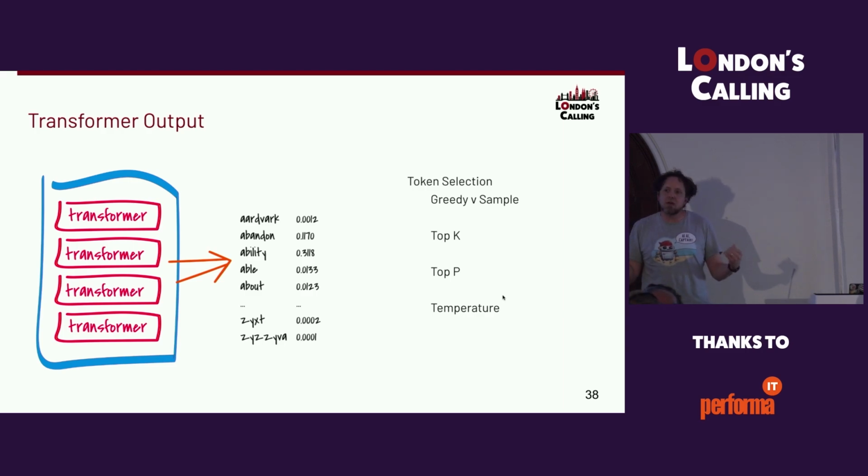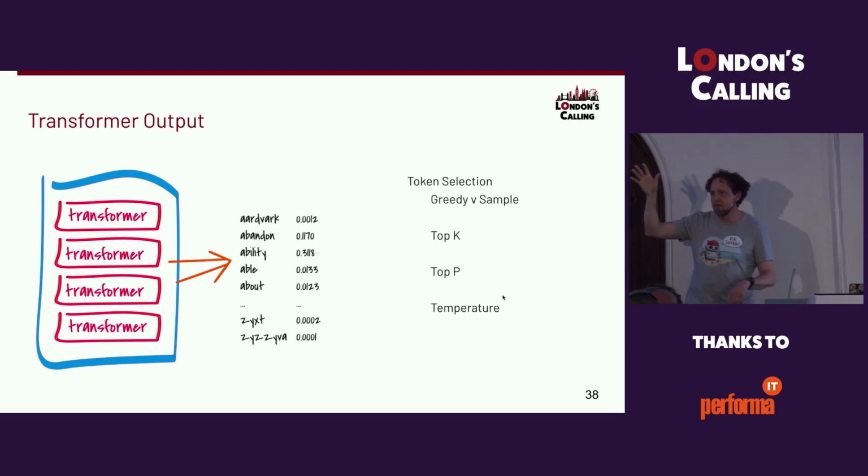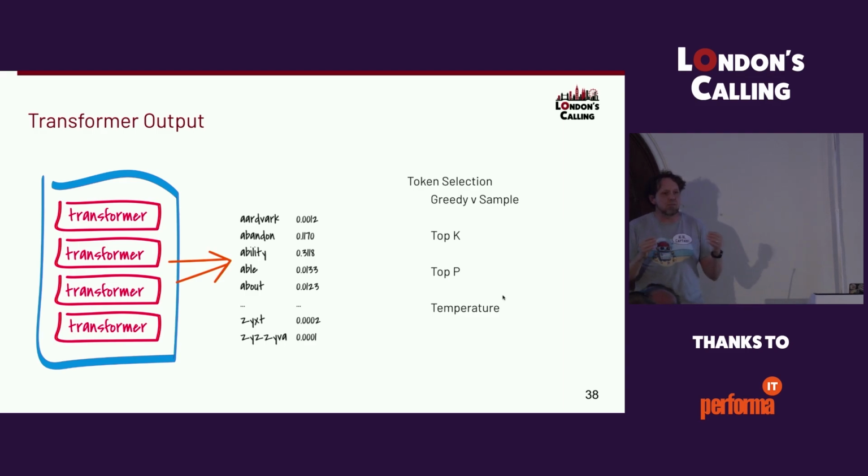And this is where we actually have a lot more control. Now, who's heard of temperature before? Yeah, and so this is one way of getting more variance. But you can also actually completely turn off the variance entirely, and that's called greedy selection. Or you can pick a certain maximum number of tokens, either by number or by probability, and that's what top K and top P are for.